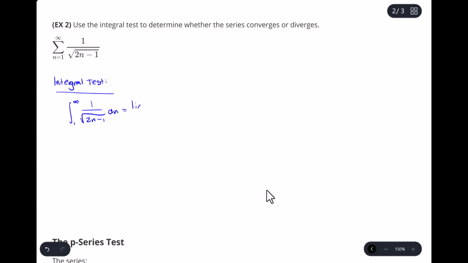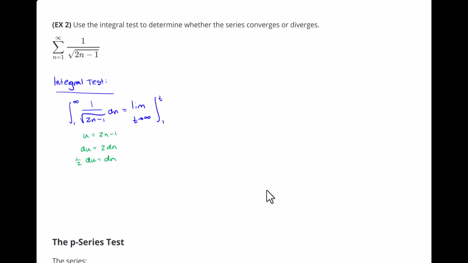All right, so I need to change that, of course, into an infinite limit. So 1 to t. And another thing that might be helpful here is to use u substitution when integrating. So I could go ahead and really get that started and say, I'm going to let u be the part underneath the radical, so that du is 2dn. So I have 1/2 du is equal to dn.